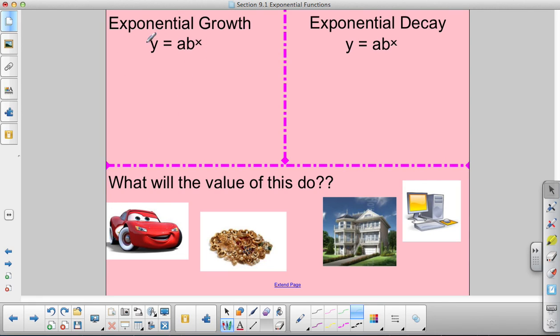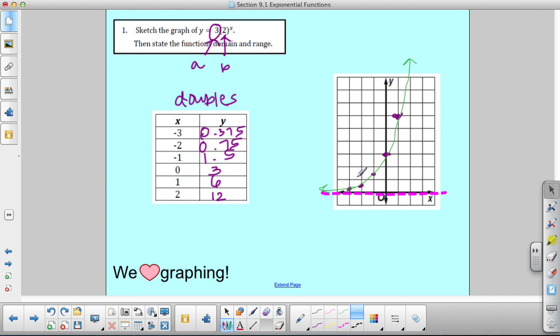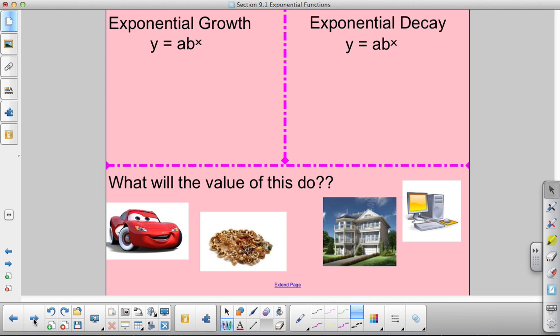So, some things that we have talked about is growth and decay. Okay, I would like you to notice example 1. As we look from left to right, it is getting bigger, so it is growing. If you look at example 2, as you look from left to right, it is getting smaller or decaying. Okay, so exponential growth. Well, it's going to be B.